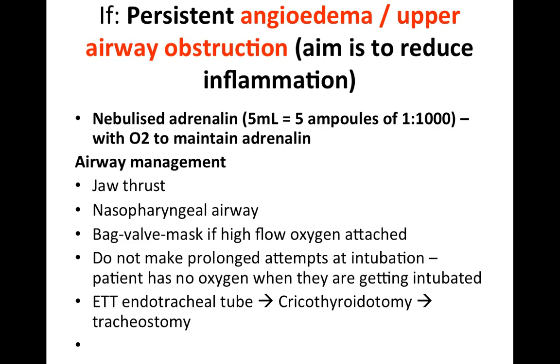Persistent angioedema and upper airway obstruction. The aim is to reduce inflammation. So this is upper airway, so they'll get a stridor instead of a wheeze. And you can give nebulized adrenaline because the key thing here is to reduce the edema up there. You can also do airway management that you learn in BLS: jaw thrust, NPA, bag valve mask, and then end stage, tracheostomy, ETT.